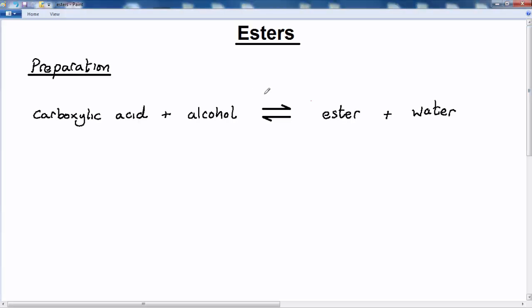And this is a reversible reaction which takes place in the presence of a concentrated acid, such as concentrated sulfuric acid, which acts as a catalyst. Okay, and what we'll do is we'll take a specific sample, for example the reaction of ethanoic acid, which is another name for vinegar, with ethanol, which you'll find in wine, for example.